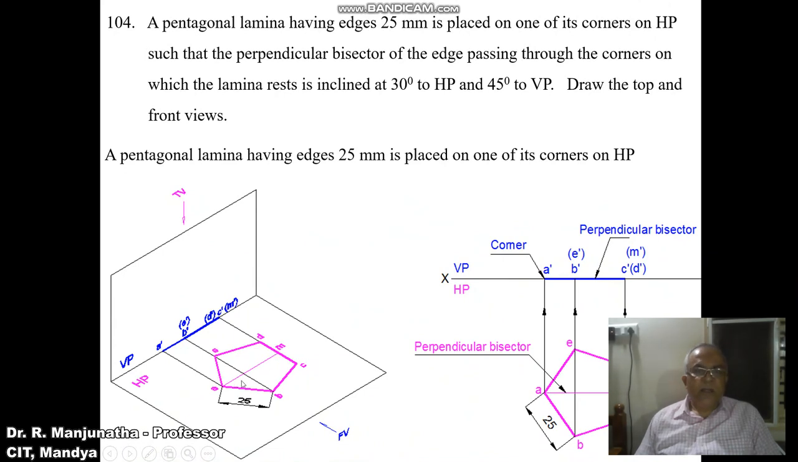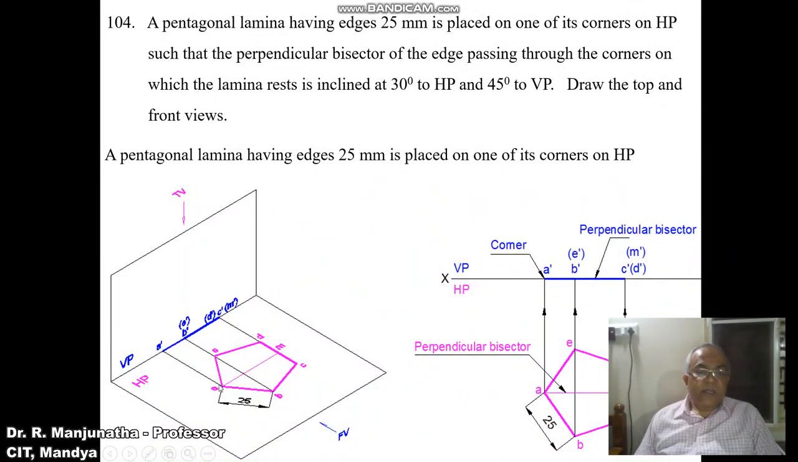That is because the perpendicular bisector, when you look from the top view, is parallel to VP. Therefore, we will get the true length in the VP, which is A dash M dash. When you look from the front view, ABC is near to the observer, so A dash, B dash, C dash is visible, and D, E and M are all invisible, so they are in brackets.